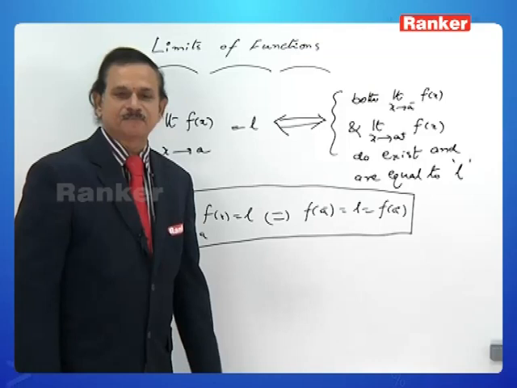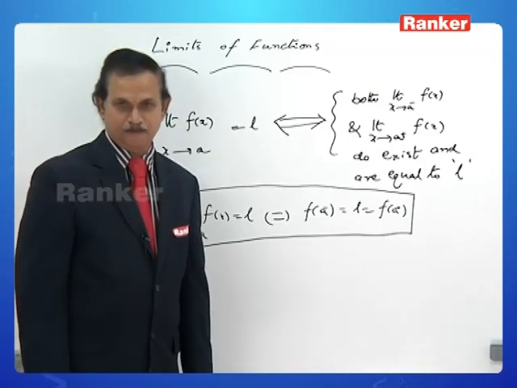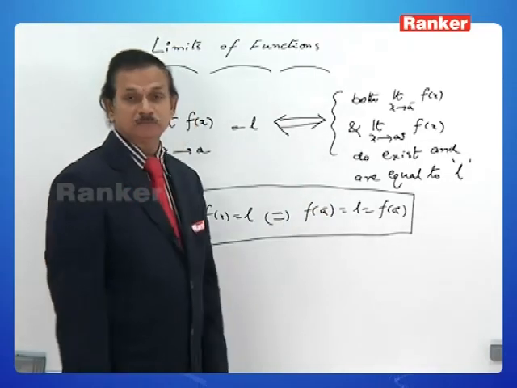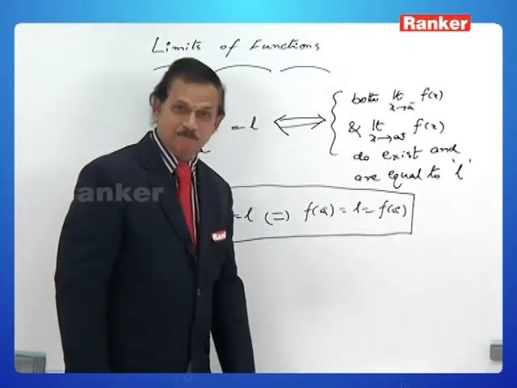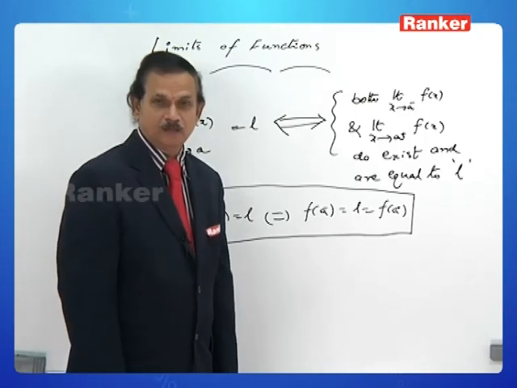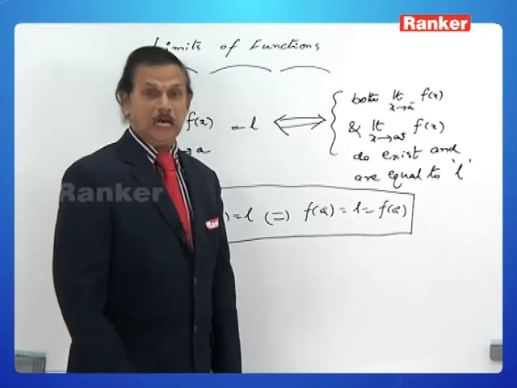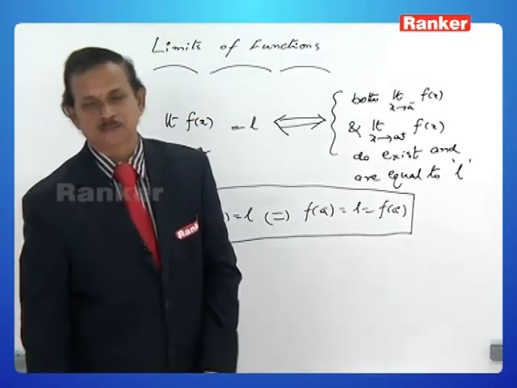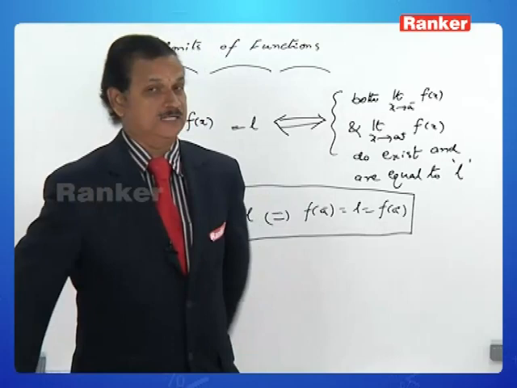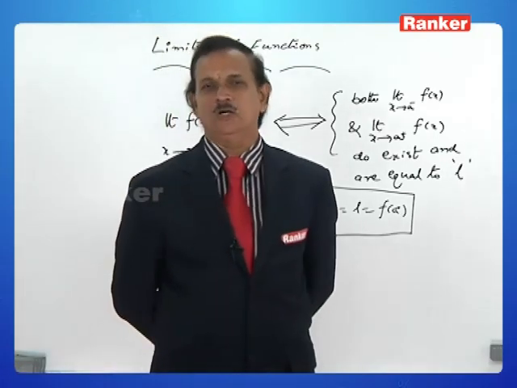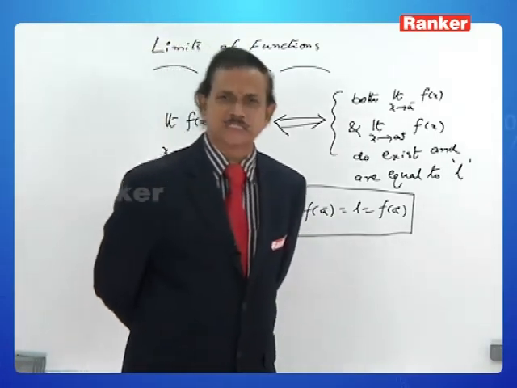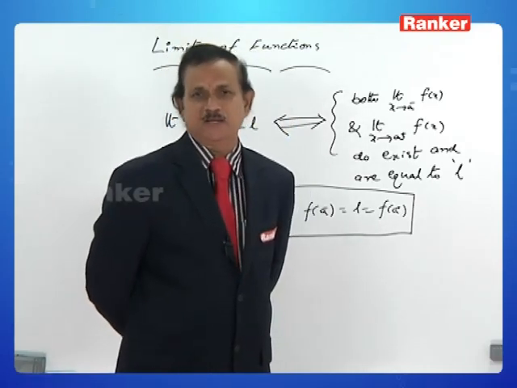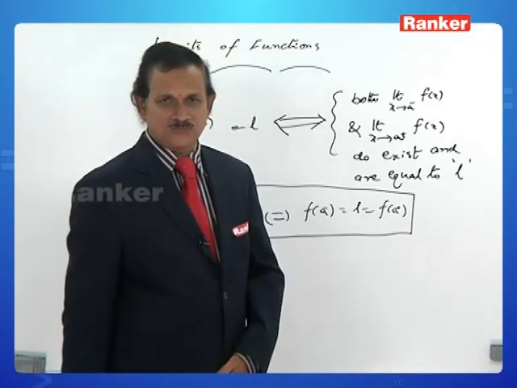This is the concept of existence of a limit. That is, either f of a from left or f of a from right do not exist, or they do exist but are not equal to L. Then you say that the limit of f of x as x tends to a does not exist at all. There will be many such functions whose limits do not exist, and we will come across them in due course of time.